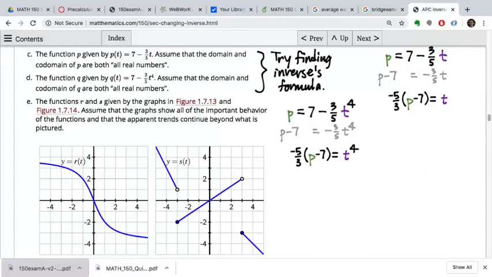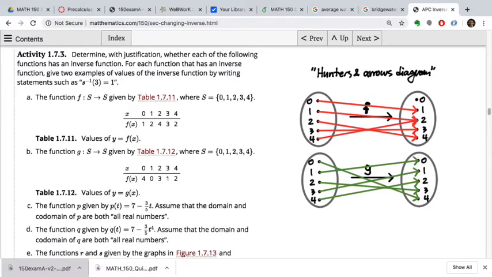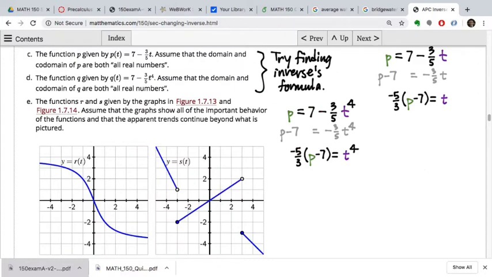So in this problem, you're given 5 different functions. In the first 2 parts, a function defined by a data table. In parts C and D, a function defined by a formula. And then in part E, which we'll talk about first, functions defined in terms of graphs.